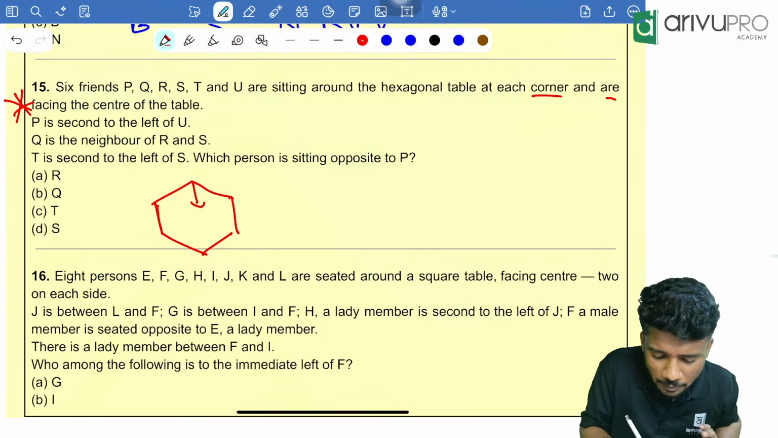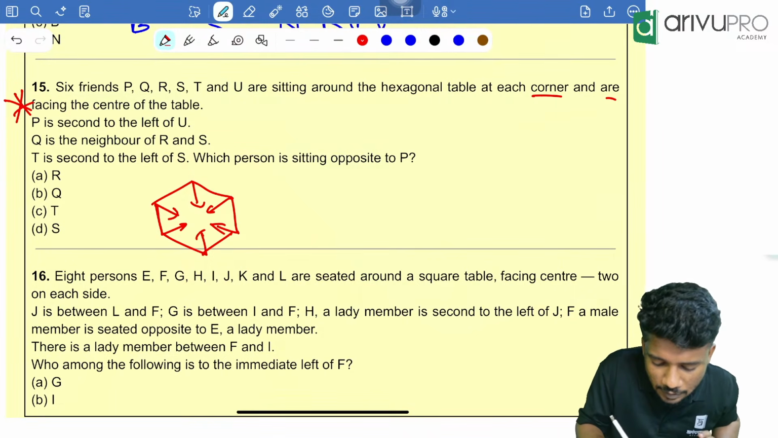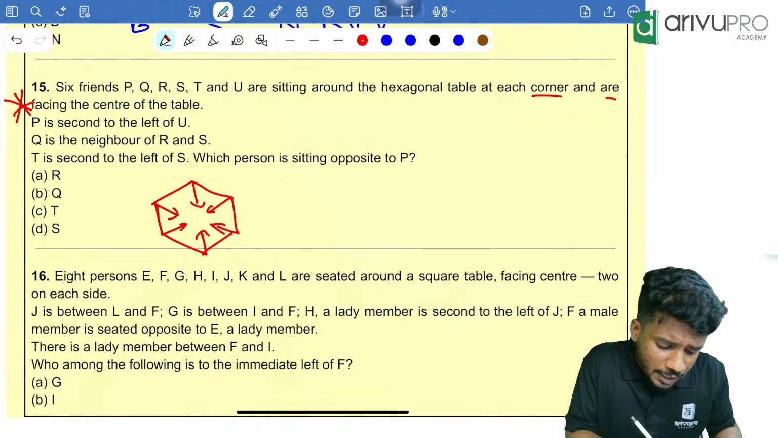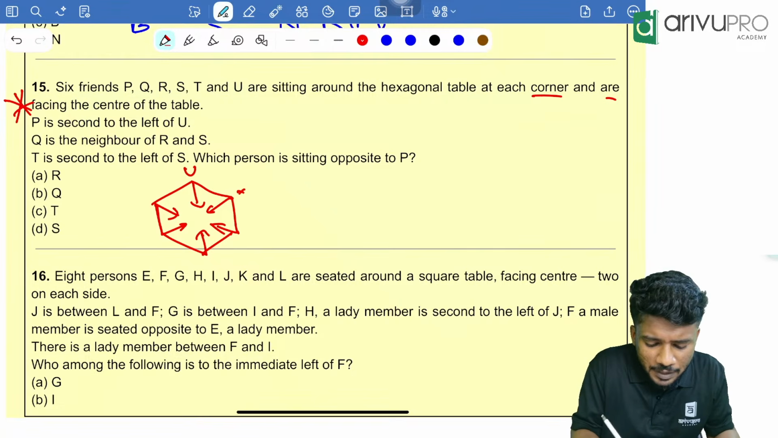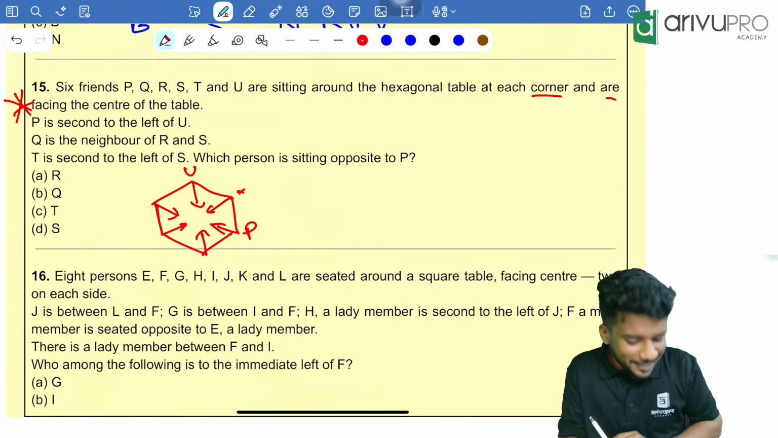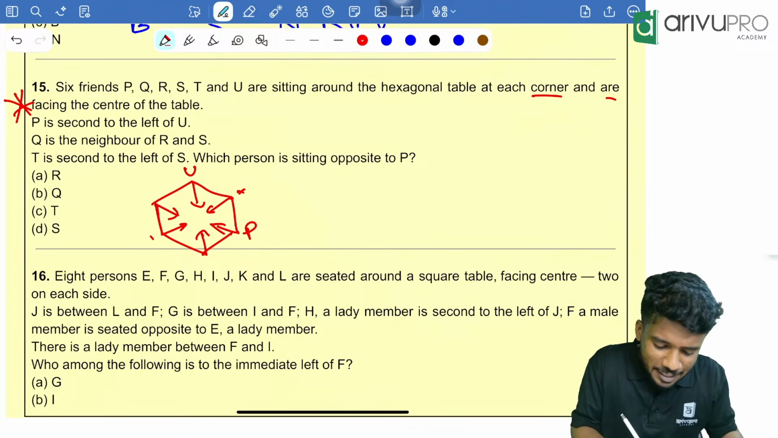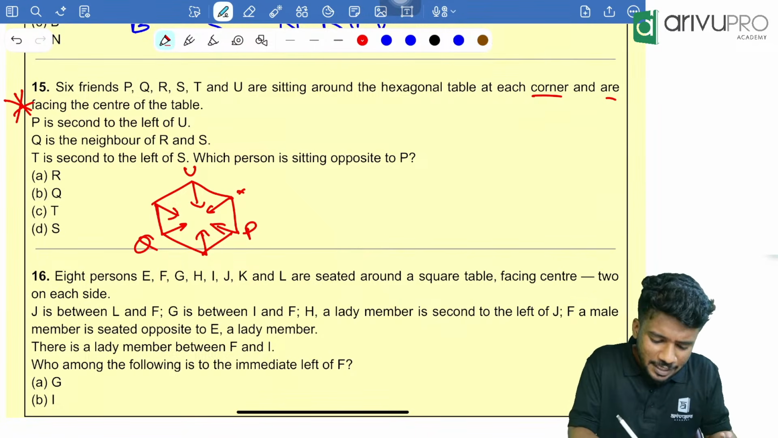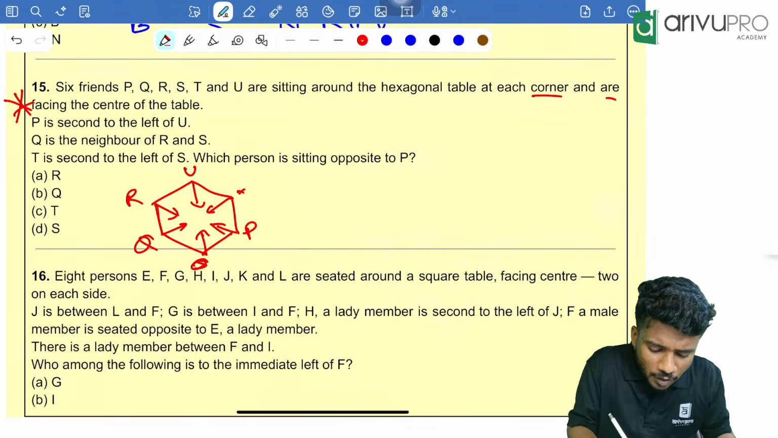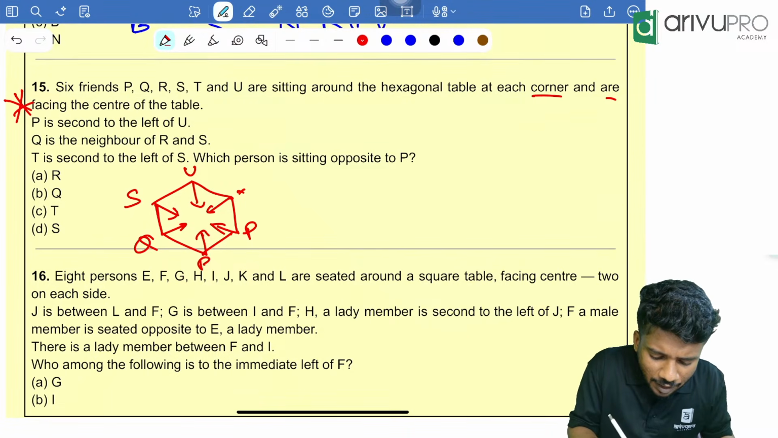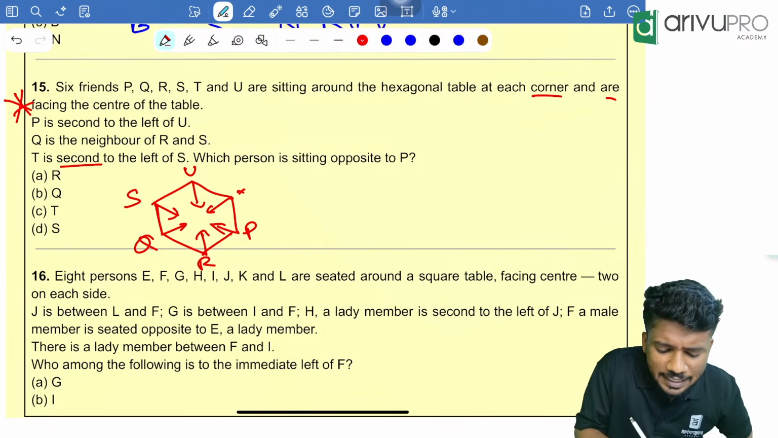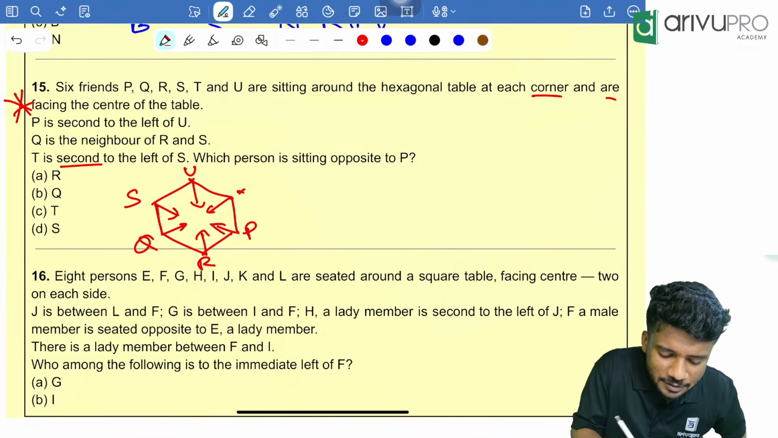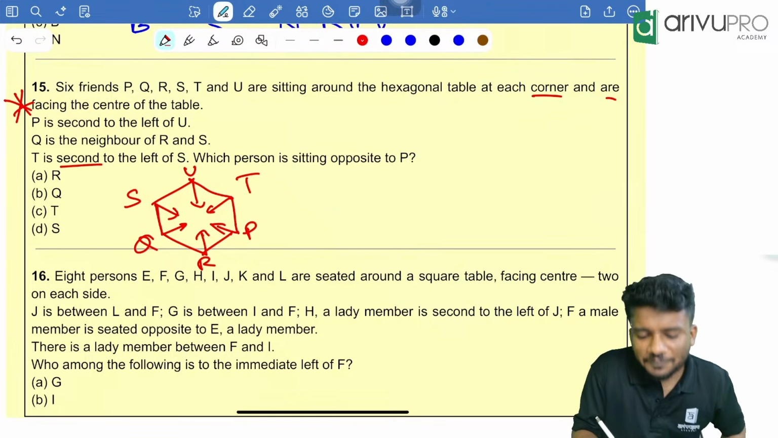Now, all of them are sitting at each corner and are facing the center of the table. That means all of them are facing the center. Yes, they are sitting opposite to each other. Now, P is second to the left of U. That means if U is here, second to the left means first left, second left. P is over here. Then Q is neighbor of R and S. Same question. Q should be over here. Then R and S should be over here, or it should be like S and R. Either way, we already did it. That's why I did S and R. Now, T is second to the left of S. Second to the left means this is first left, this is second left. T is over here.